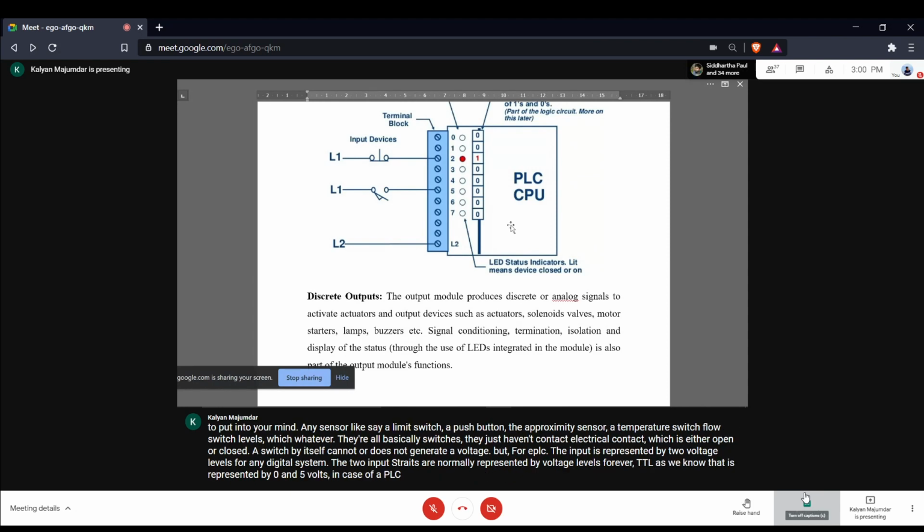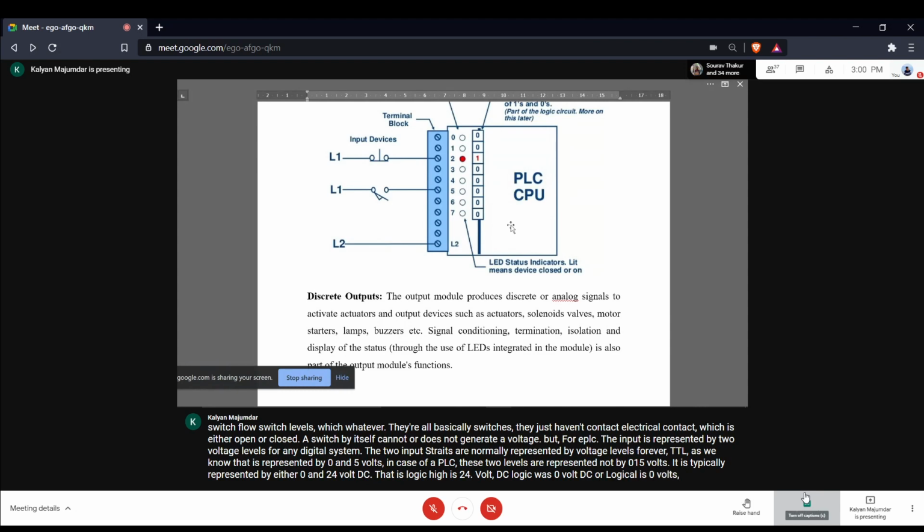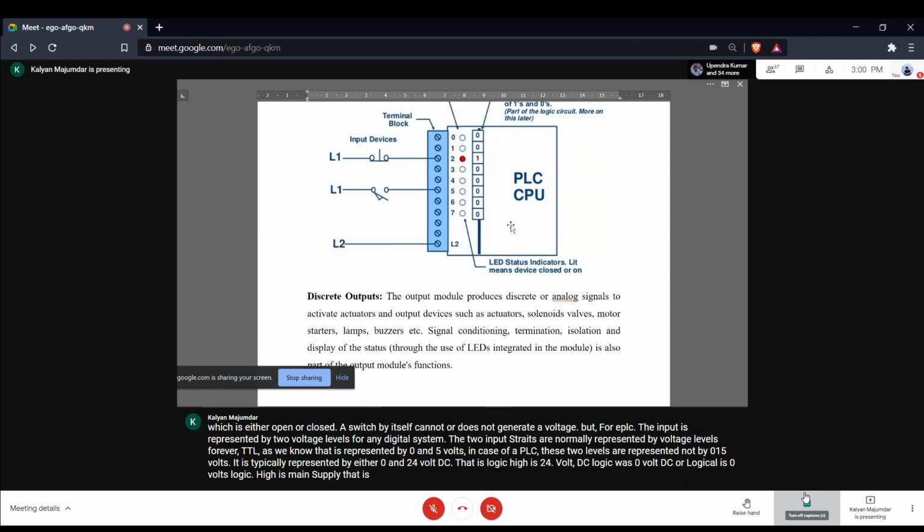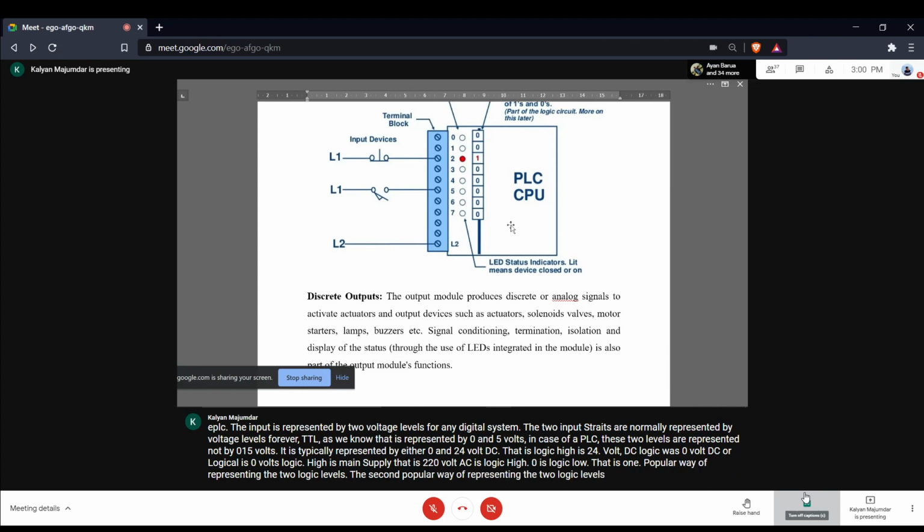In case of a PLC, these two levels are not represented by 0 and 5 volts. They are typically represented by either 0 and 24 volt DC, that is logic high is 24 volt DC and logic low is 0 volt DC, or logic low is 0 volts and logic high is the main supply, that is 220 volt AC is logic high, 0 is logic low. That is one popular way of representing the two logic levels. The second popular way is logic low 0 volt DC, logic high 24 volt DC.